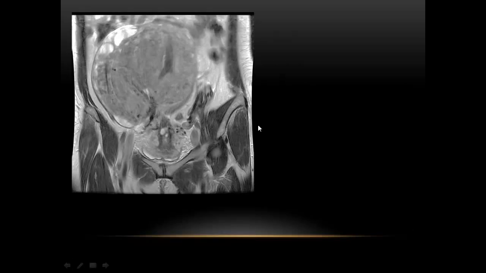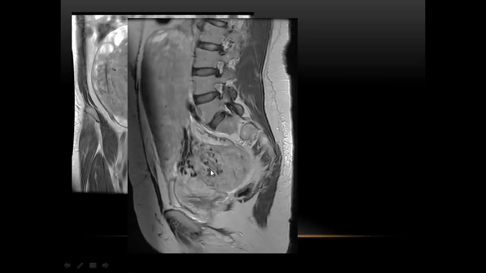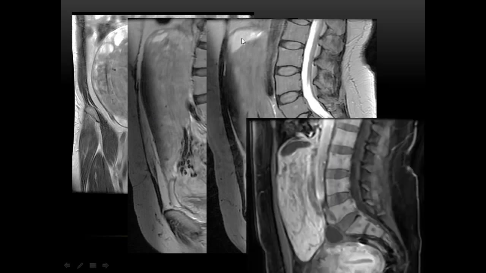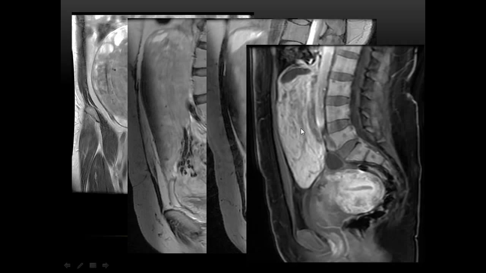So this is a T2. It's T2 bright. We can see our bridging vessels to it from the uterus, T2 bright. Uterus here, again, T2 bright with some cystic degeneration here. And then on our contrast enhancement, it demonstrates enhancement.